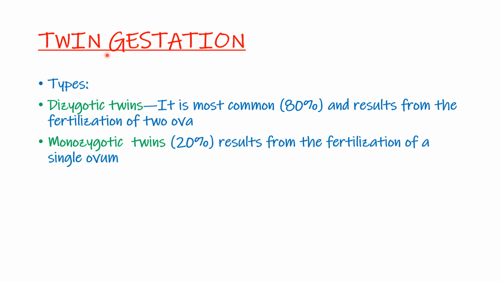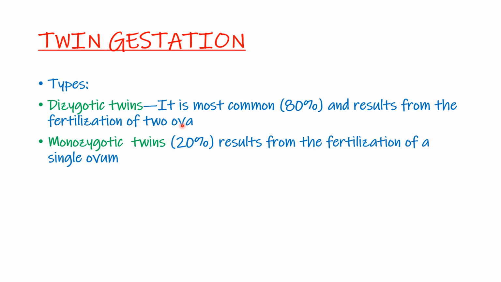So twin gestation, which is the most common, there are two types of them. There are dizygotic twins, where di means two, and zygotic means a zygote. A zygote forms when a sperm fertilizes the egg.